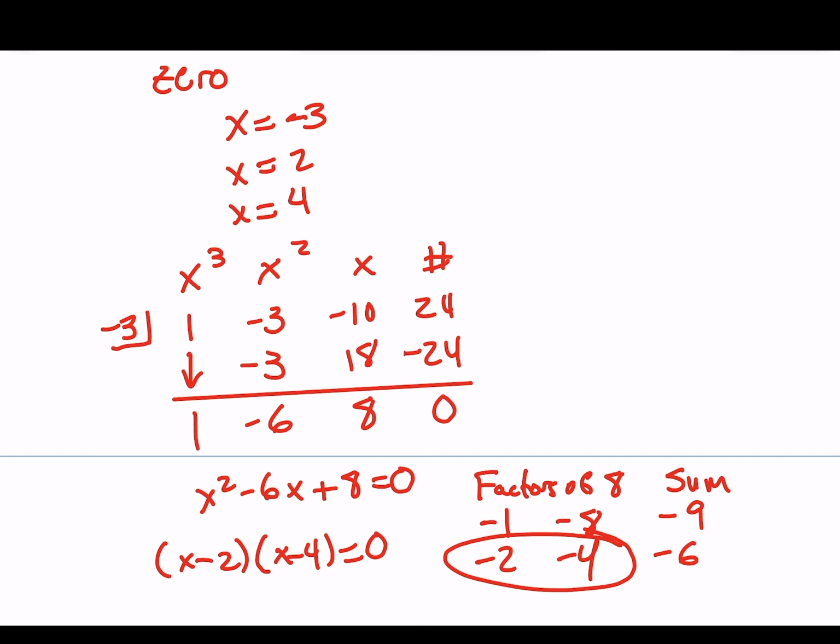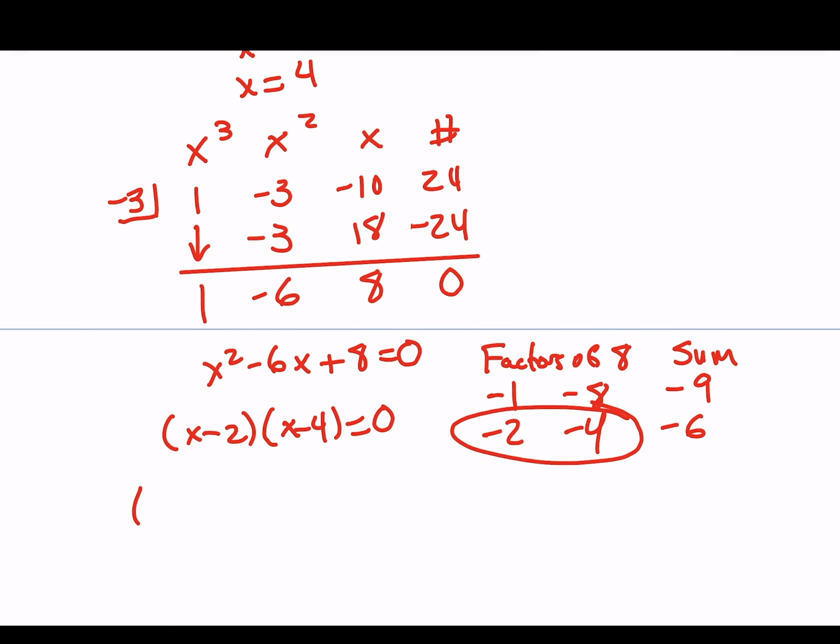So if we were to write this all out in fully factored form, it would be x plus 3, x minus 2, x minus 4 equal to 0. Okay, so we found our zeros just based on that.